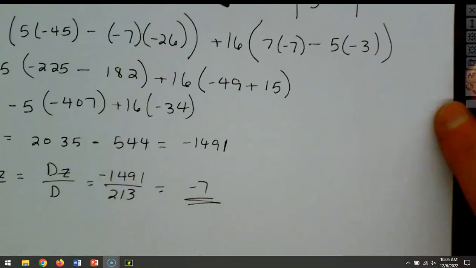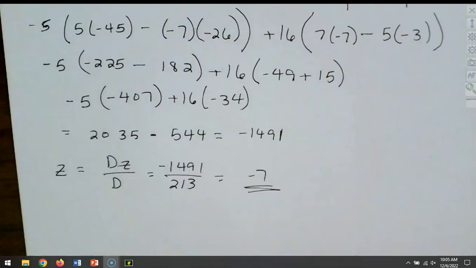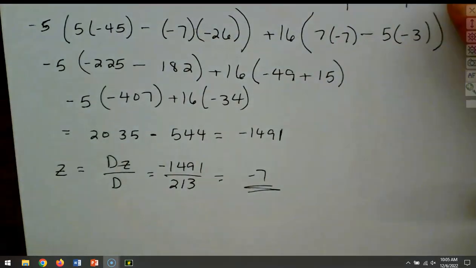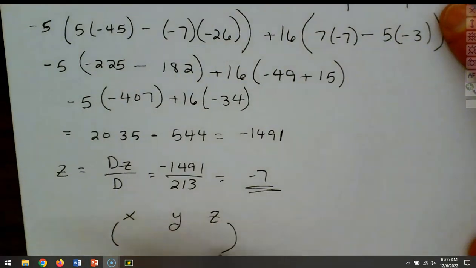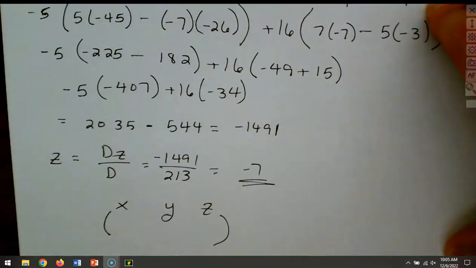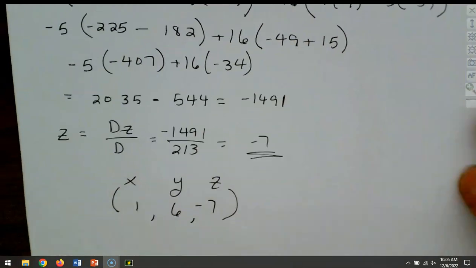So what is my answer now? After all this work, what does my answer look like as an ordered triplet? X, Y, and Z. And what does it look like as an ordered triplet? It looks like 1, 6, and negative 7.